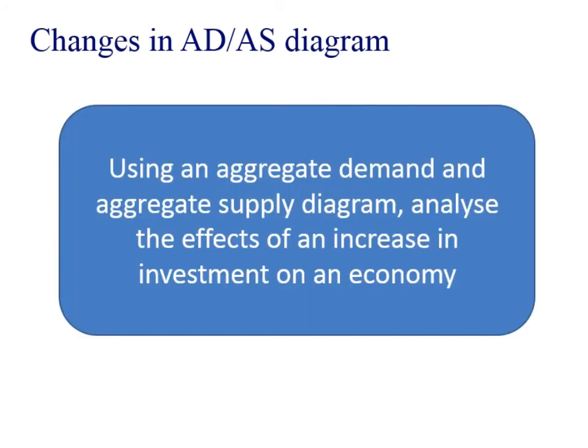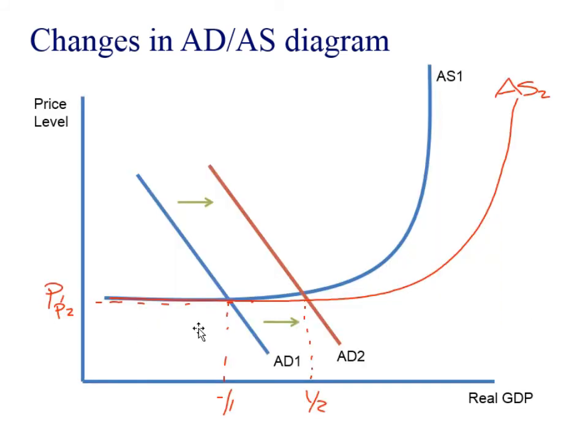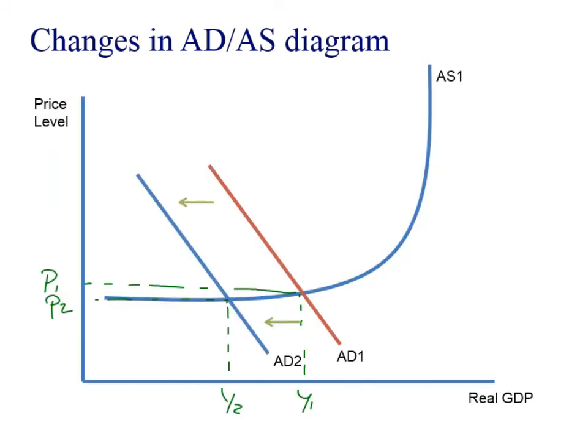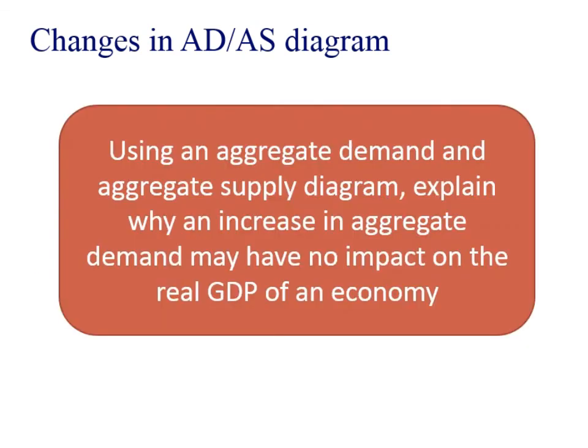Next one then, using AD-AS, analyse the effects of an increase in investment on the economy. Interesting one, this one. It's a component of AD, so we know it's going to increase AD. But investment actually increases the quality and quantity of capital as well, so it increases AS as well. So that's good. Yay! AD-AS, analyse the effects of a decrease in government spending. Government spending being a component of AD might also, in the long run, have a reduction in AS. If the quality of labour decreases because they cut the spending on education, that might decrease AS, so there's a bit of scope there for some comment on analysis.